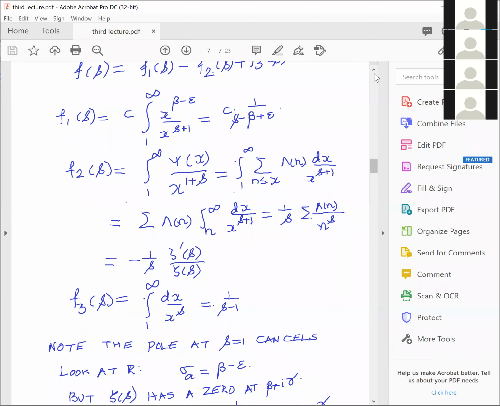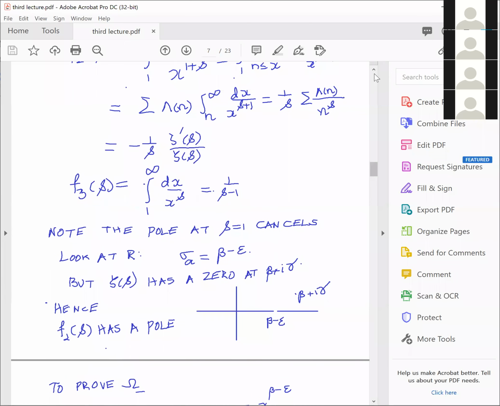But regarding f2 of s, there's a zeta s in the denominator. F2 of s has a zeta s in the denominator, and therefore it cannot be convergent there because f2 of s has a pole there. Therefore, beta minus epsilon can never be the line of convergence because then you will have a pole to the right of the line of convergence.